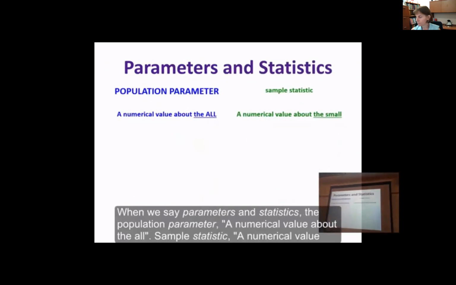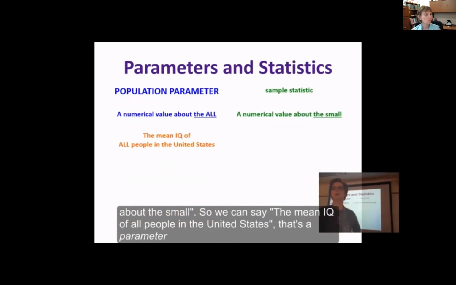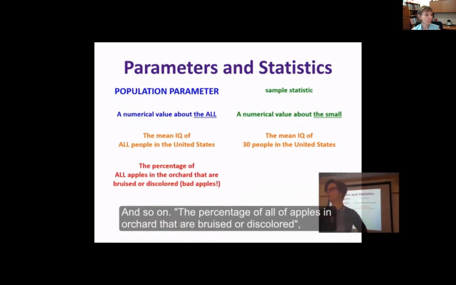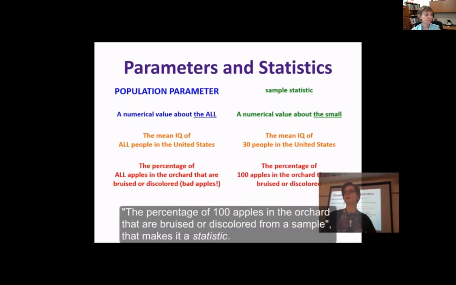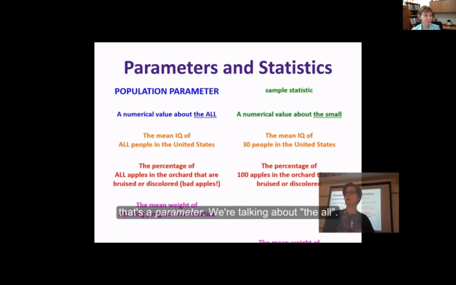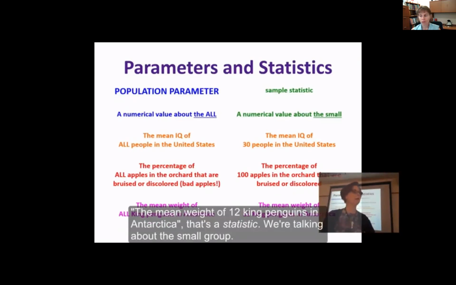So, for instance, when we say parameters and statistics, the population parameter is a numerical value about the all, and the sample statistic is a numerical value about the small. The mean IQ of all people in the United States, that's a parameter. Mean IQ of 30 people in the United States, that's a statistic. The percentage of all apples in the orchard that are bruised or discolored, that's a parameter. The percentage of 100 apples in the orchard that are bruised or discolored from a sample, that makes it a statistic. The mean weight of all king penguins in Antarctica, that's a parameter. We're talking about the all. The mean weight of 12 king penguins in Antarctica, that's a statistic. We're talking about the small group.